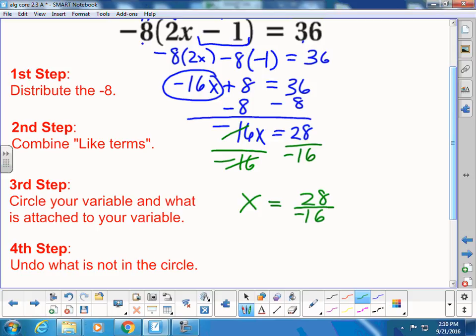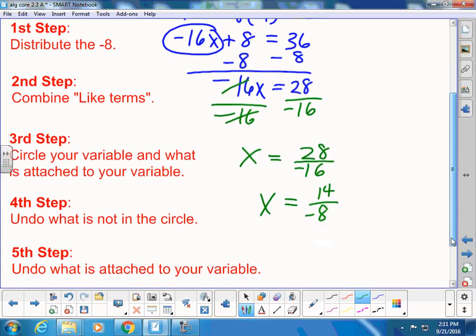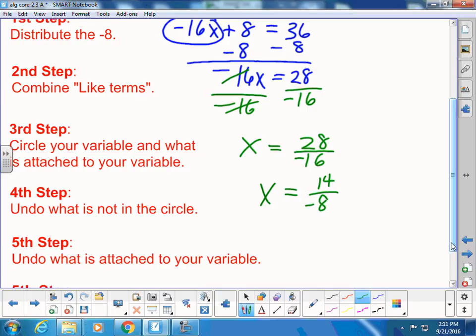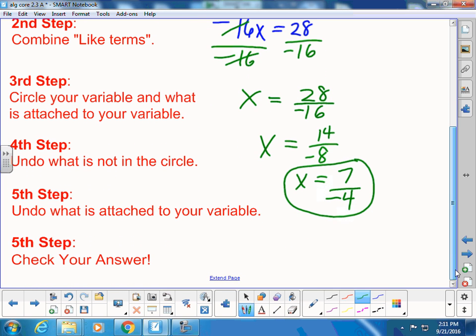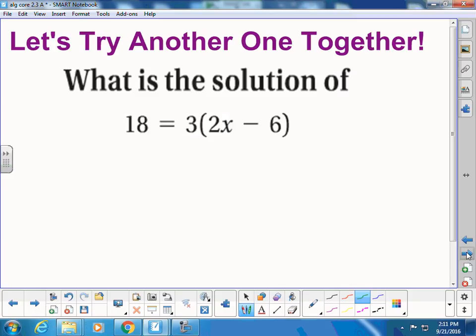So if I divide them both by 2, I'd get x equals 14 over negative, because 28 divided by 2 is 14. Negative 16 divided by 2 is 8. Hey, look at that. They're both still divisible by 2. So I'm going to get x equals 14 divided by 2, 7. Negative 8 divided by 2, negative 4. And my answer is x equals 7 divided by negative 4. We would go back and check our answer from that by plugging it back in.